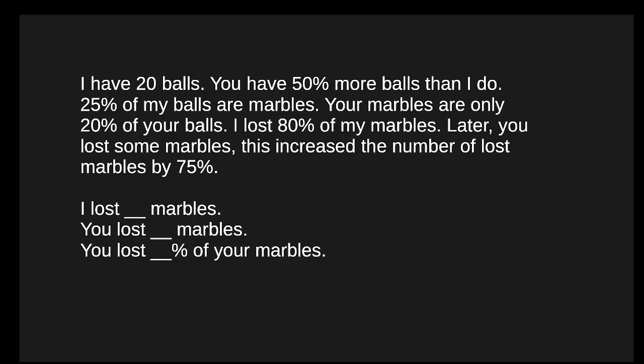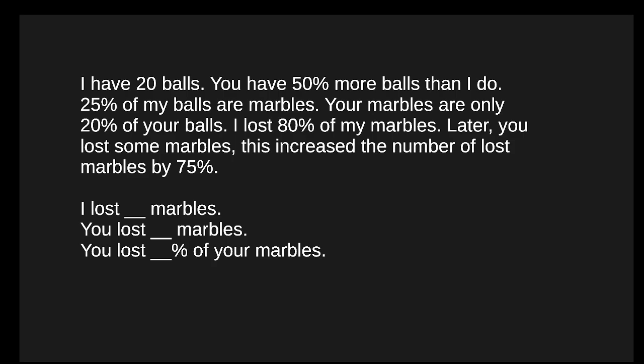Next is 3 sentences with blanks. We should replace the blanks with numbers. I lost blank marbles. You lost blank marbles. You lost blank percent of your marbles. Let's start with I lost blank marbles. And we search for a relevant sentence. I lost 80% of my marbles. That's relevant. So that compares the number of marbles that I lost, exactly what we want, to my total number of marbles. But we don't know my total number of marbles. So let's search for that.